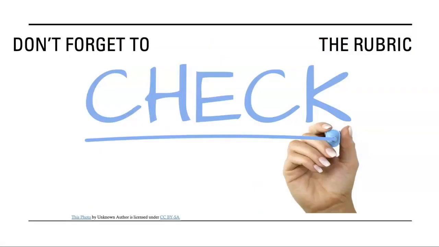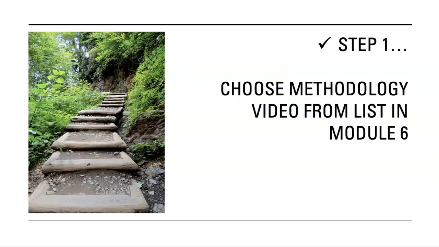So now that you've had a chance to look at the assignment description and rubric, let's go on and look at each of the steps and talk about what's included in each of those. The first step is to choose your methodology video from the list in Module 6. So we're going to have a look at that on our eClass site so that you have a chance to see exactly what you're going to do for this step.